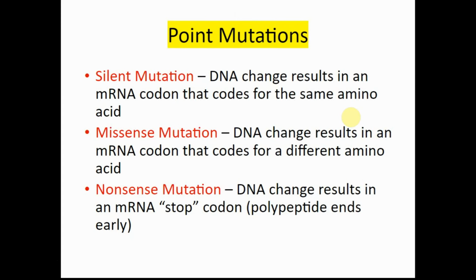Within our point mutations, which are the ones where we're substituting a base, we have three different categories based on the effect that those gene mutations have on the resulting amino acid sequence. Now, a silent mutation is when the DNA change results in an mRNA codon that actually gives you the exact same amino acid. Remember, there are multiple codons that can code for the same amino acid.